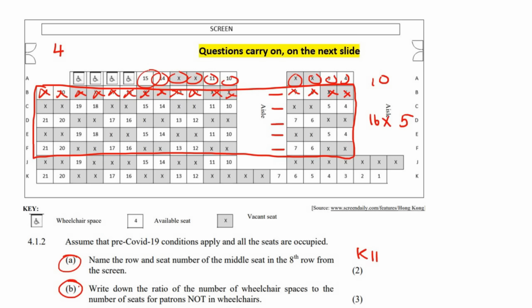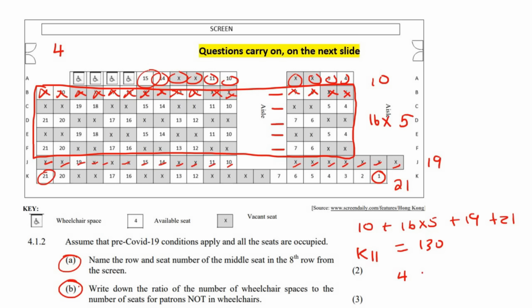Oh no, this one's easy. If you're counting from 1 all the way up to 21, that's going to be 21 seats. And then for this next one, it's going to have 1, 2, 3, 4, 5, 6, 7, 8, 9, 10, 11, 12, 13, 14, 15, 16, 17, 18, 19. This one's got 19 seats. So we can just say 10 plus 16 times 5 plus 19 plus 21. And that's 130 seats. So there's 4 wheelchairs and then 130 normal seats.